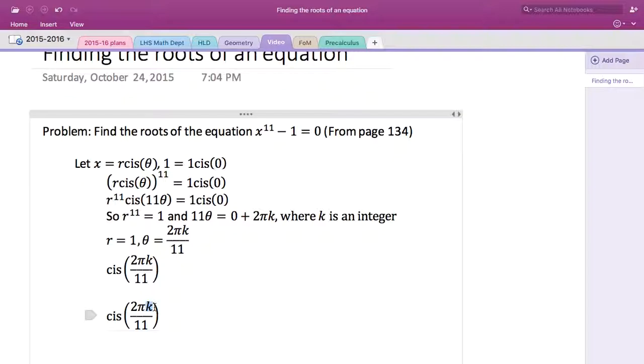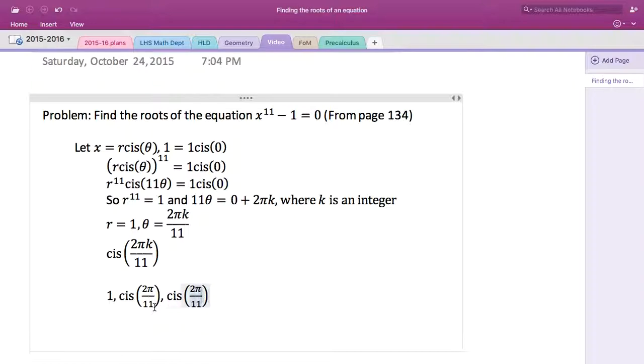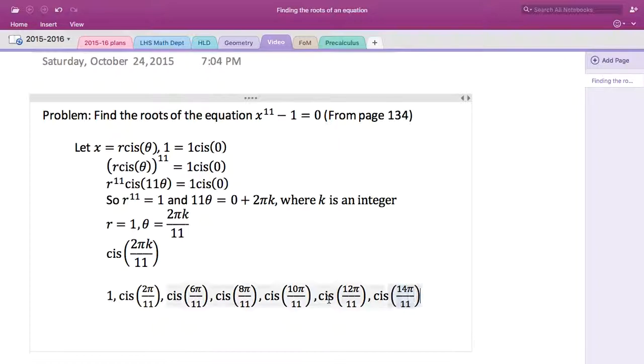So we'll have cis 2 pi times 0 over 11, which is going to be just simply 1. 2 pi times 1, which is cis 2 pi over 11. 2 pi times 2, which is going to give us 4 pi over 11. 2 pi times 3, 2 pi times 4, 2 pi times 5, 2 pi times 6, 2 pi times 7, 2 pi times 8, 2 pi times 9, and then 2 pi times 10.